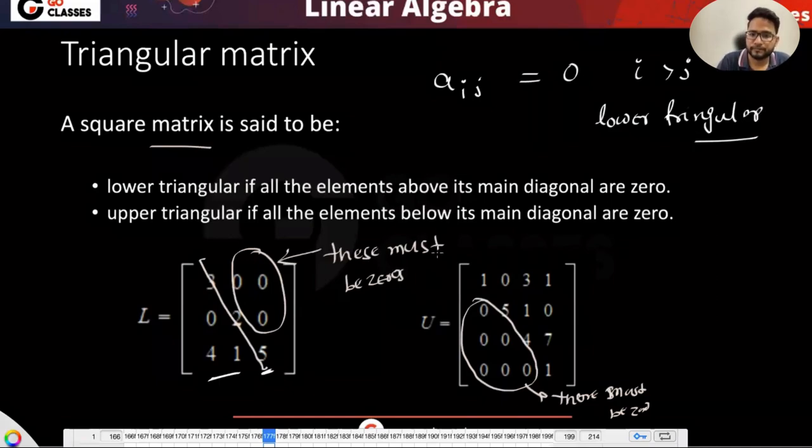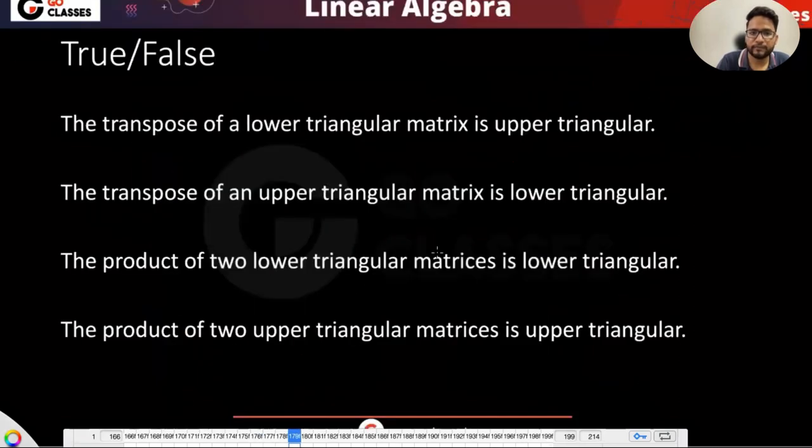Okay. Now let's move to the next thing. Let's see if these are true or false. The transpose of a lower triangle matrix is upper triangle.